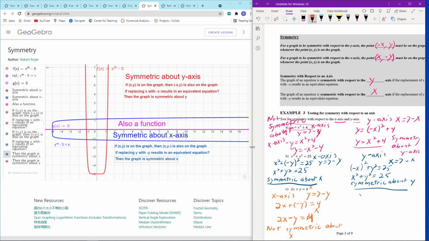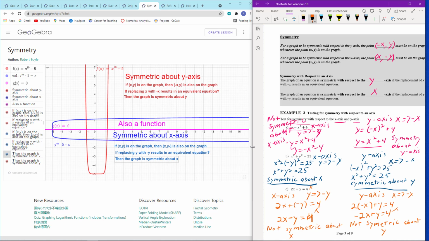For the y-axis, we're going to replace x with negative x. That will give me 2 times negative x plus y is equal to 4. Evaluating that, I will have negative 2x plus y is equal to 4. And this is not the same as the equation up here either. So this is also not symmetric about y.